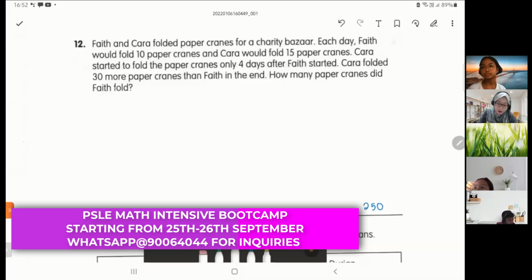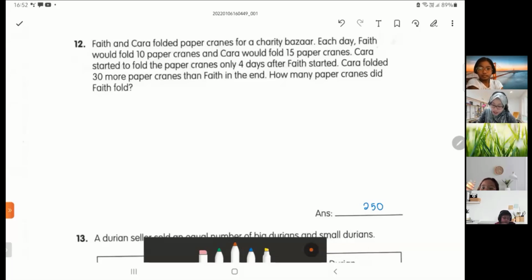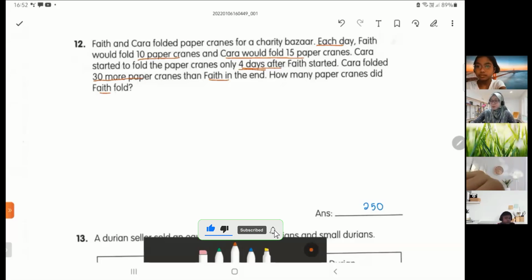Faith and Kara folded paper cranes for a charity bazaar. Each day, Faith would fold 10 paper cranes and Kara would fold 15 paper cranes. Kara started to fold the paper cranes only 4 days after Faith started. Kara folded 30 more paper cranes than Faith in the end. How many paper cranes did Faith fold?